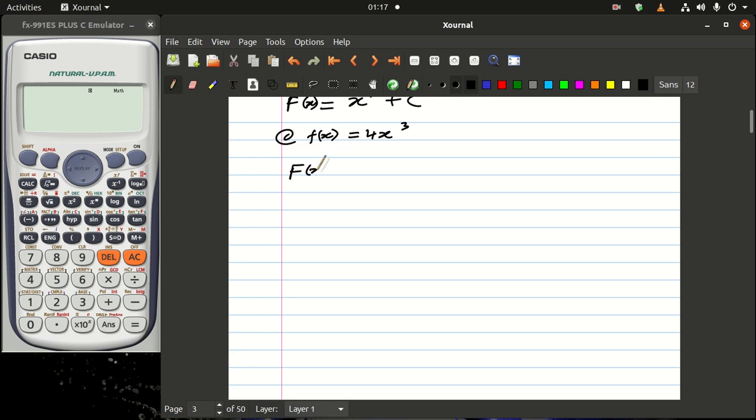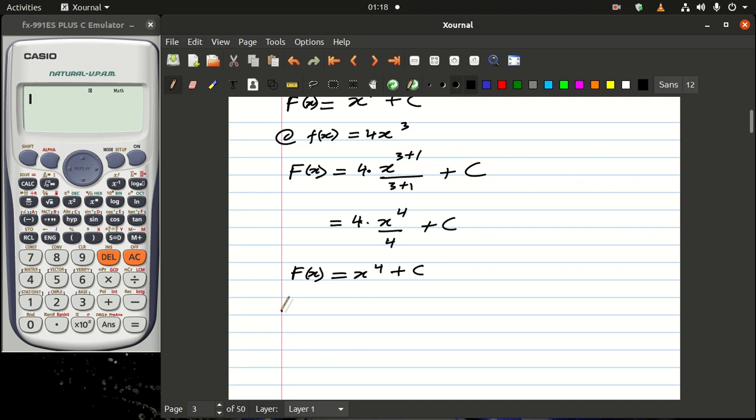Of course, capital F of x is just going to be, we still keep the 4 as it is, and then after that we have x, we have 3, you add a 1, and then you divide by that new exponent, which is going to be 3 plus 1, and then plus the constant of integration, because we're looking for the most general, not the particular, because the particular is only this part here. Then you have a 4 and x to the 3 plus 1, which is 4, divided by a 4, plus some c. This 4 and that 4 will cancel out, and we have x to the power 4 plus c. If you take the derivative of this, of course you get that, because the derivative of a constant is just going to be 0. That is what is happening here.